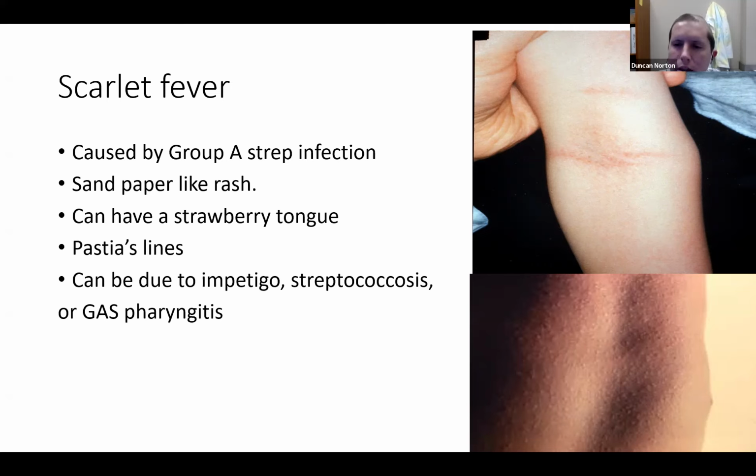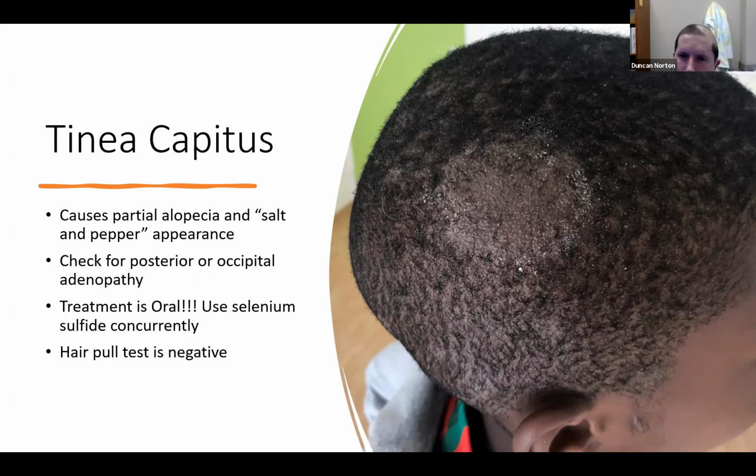Next is tinea capitis, or ringworm of the head. This causes a partial alopecia. It's not complete. They typically have broken hair shafts that you can look at, which gives it its salt and pepper type appearance. Check for posterior and occipital adenopathy, also post-auricular. You have to treat this with oral antifungals, because topical antifungals do not penetrate deep enough into the hair follicles to treat this. So the treatment is griseofulvin.